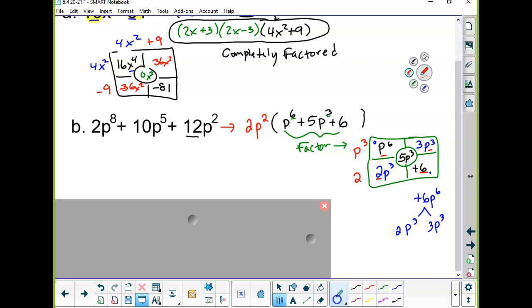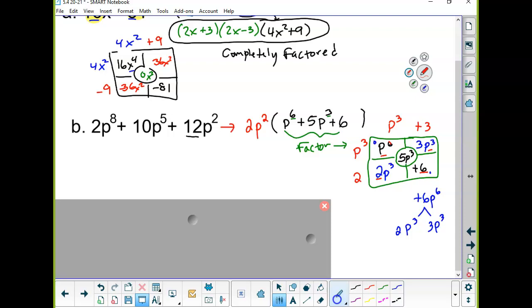And then we'll go vertically. So on the left, I've got p to the 6th and p to the 3rd, so that would be a p to the 3rd. And then over here, 3p to the 3rd and 6 means we can only pull out a number. And the best part about the box method is if you just do a quick check, you know if you're right or not. Let's look. P to the 3rd times p to the 3rd, does that give me p to the 6th? 2 times p to the 3rd gives me 2p to the 3rd. P to the 3rd times 3. That works.